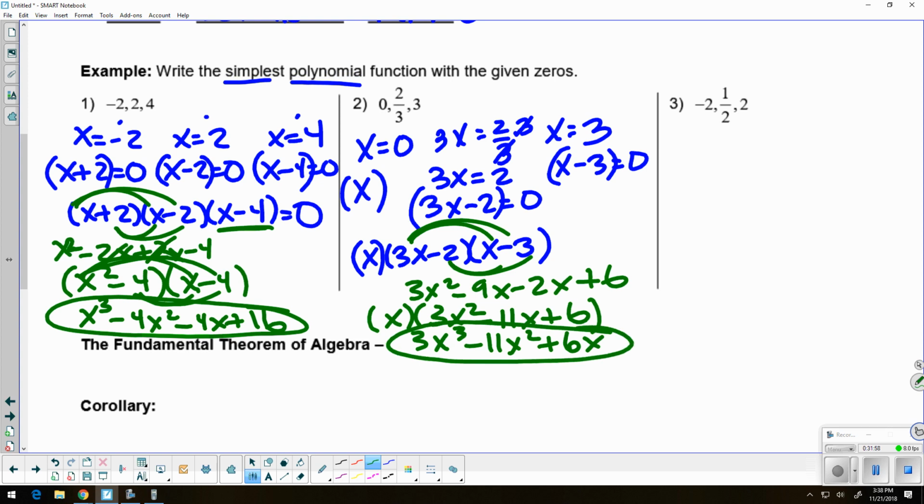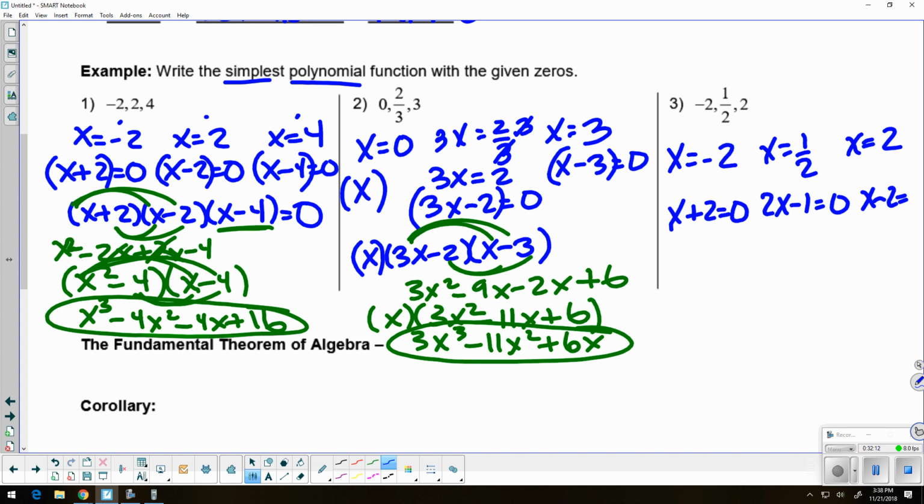Okay, same thing for 3. I'll just talk about it briefly, but we have that x equals -2, x equals 1/2, and x equals 2. So work it backwards, add the 2, set it equal to 0. This would just be 2x minus 1, and this would be x minus 2. So you would take x plus 2, 2x minus 1, and x minus 2, and multiply these all together.